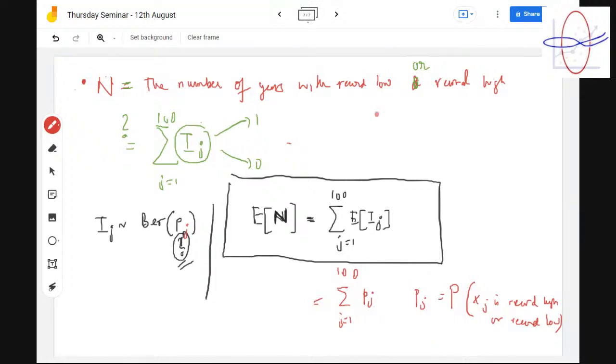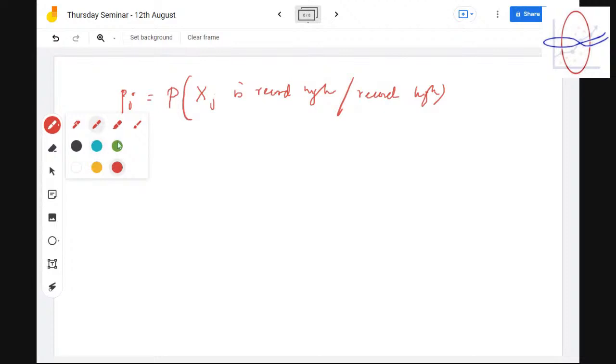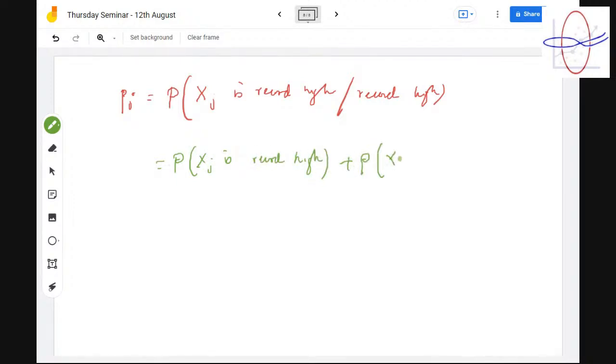Okay, so perfect. To calculate this, we need to calculate P of j, that is, the probability that xj is a record high or a record low. Both cannot happen together, so they are disjoint events. So using the axioms of probability, we can write that the probability xj is a record high, plus, since they're disjoint, xj is a record low. They cannot happen together, right?